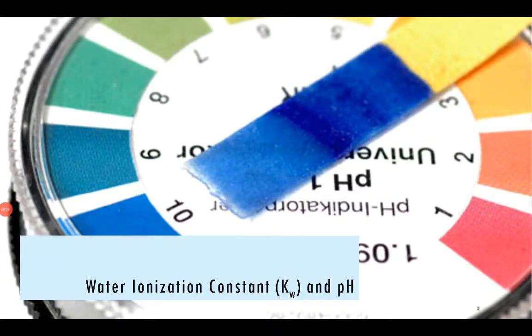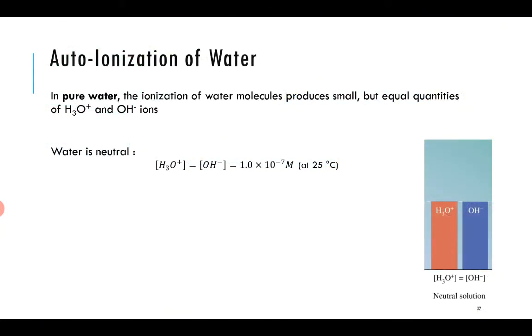In this video, we will learn about the water ionization constant Kw and equations for calculating pH and pOH from hydronium ion concentration and hydroxide ion concentration. So we said earlier that water can act as both an acid and a base. So let's see what happens when we put water in a reaction with itself.